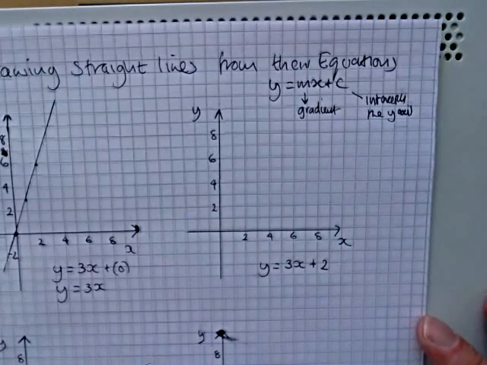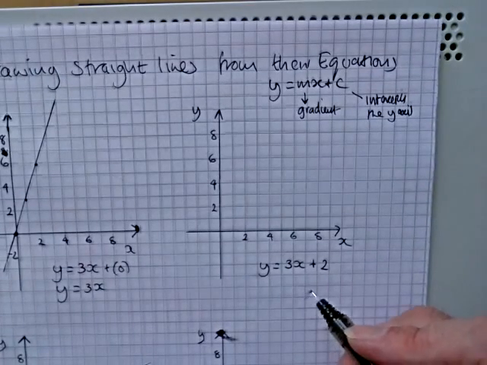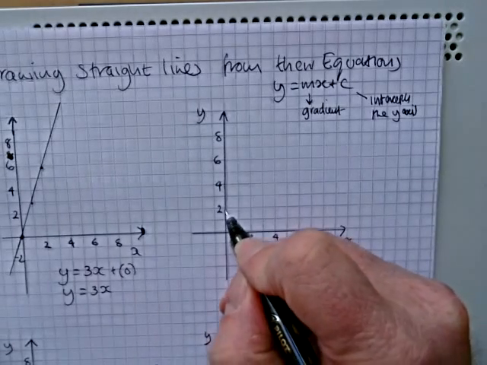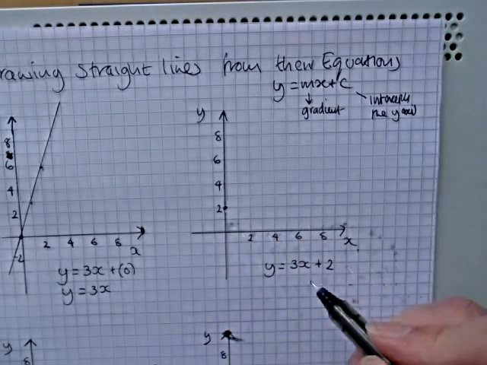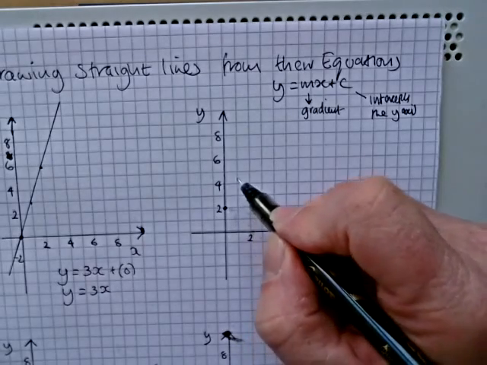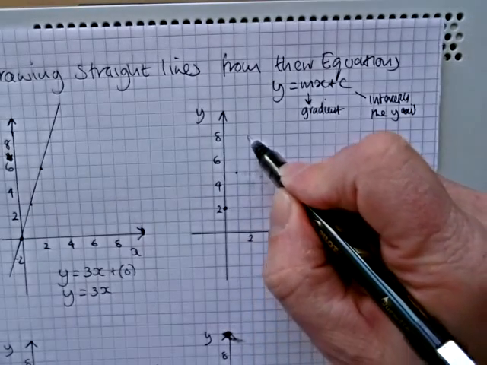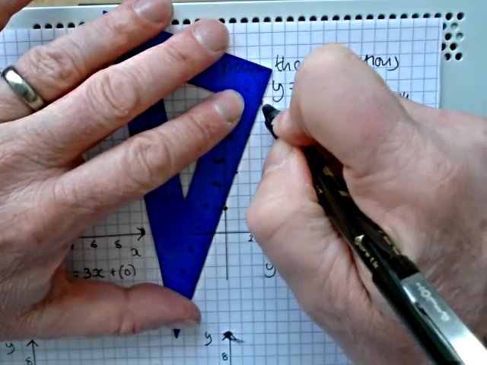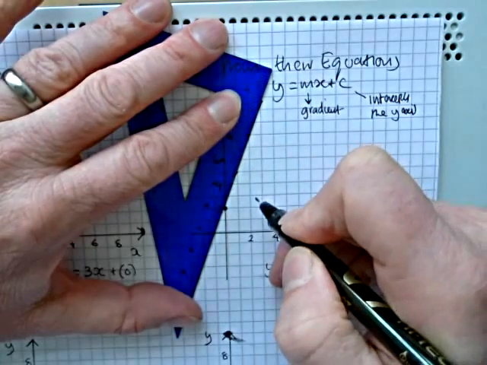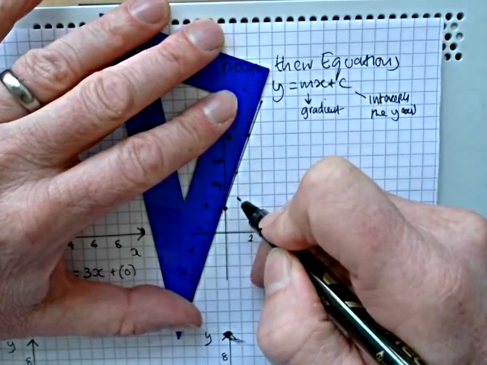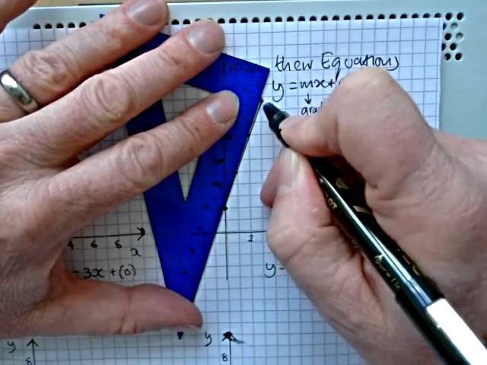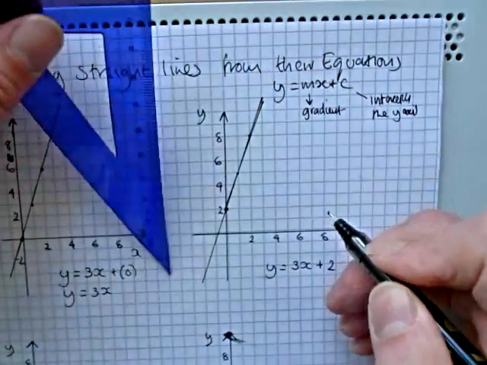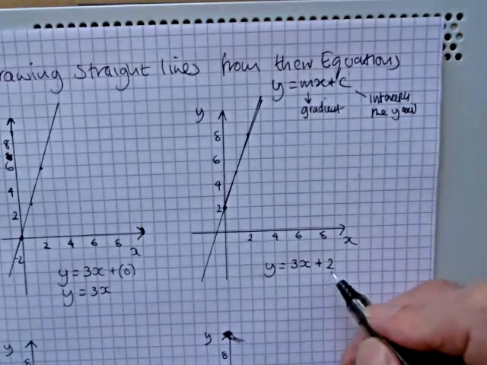Now if we come over to our next graph, y equals 3x plus 2, well the same gradient, but it doesn't go through 0, it goes through 2. So we start it here. So we start from c. Gradient of 3, well you've just seen it's 1 across 3 up, and draw the line in. And there we go. So y equals 3x plus 2.